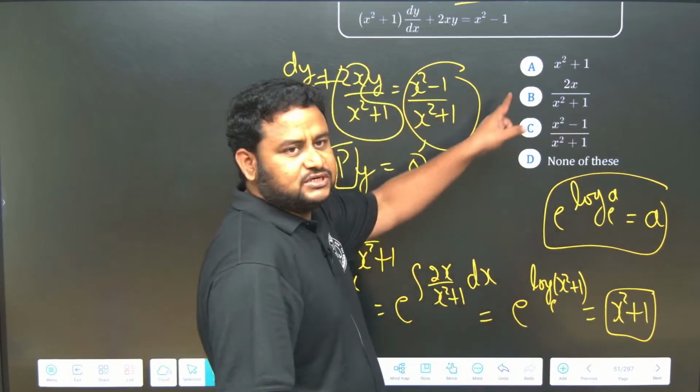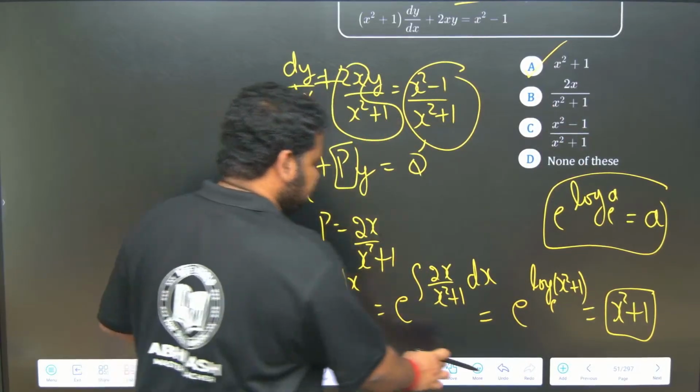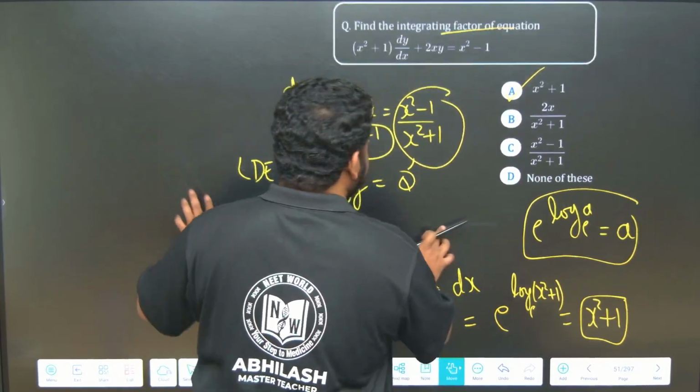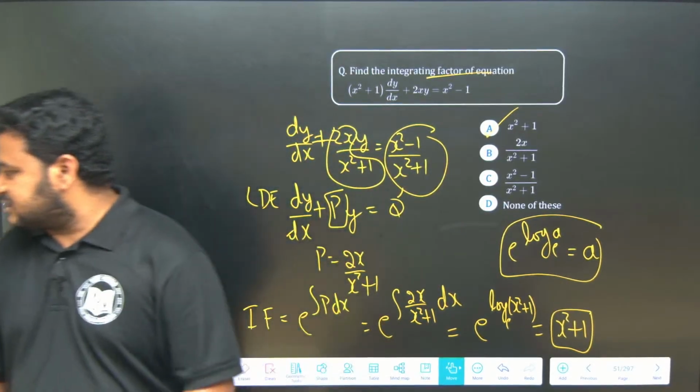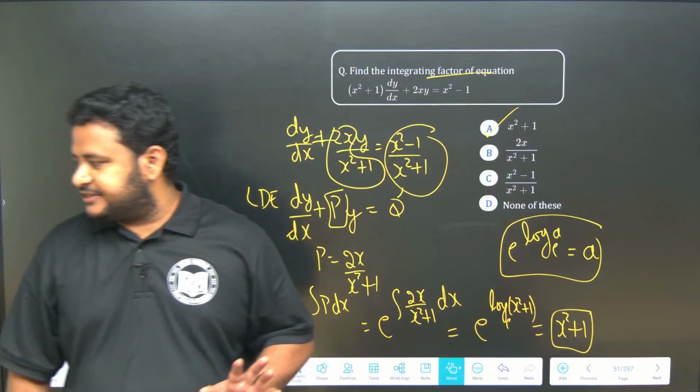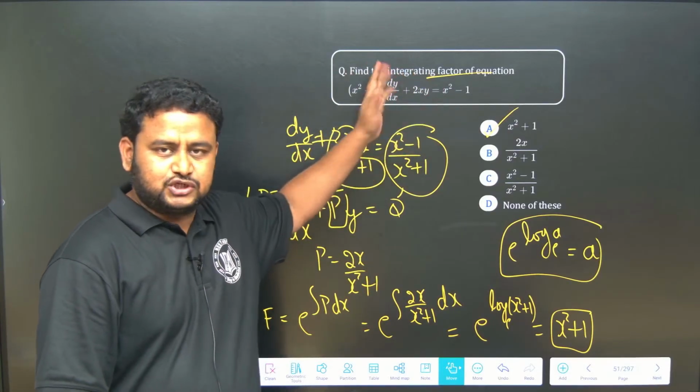The answer to this question is option A, x square plus 1. So option A, x square plus 1 is the right answer to this question. This is how you find the integrating factor. They have not asked us to find the solution to the differential equation.